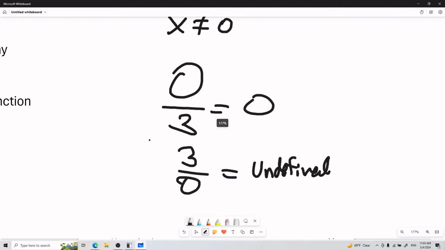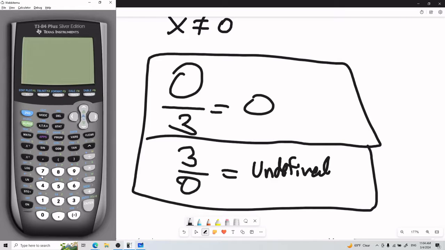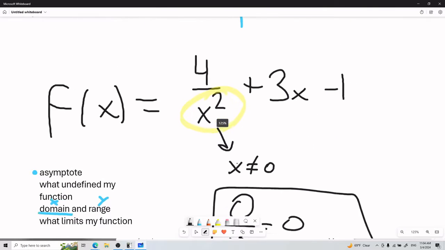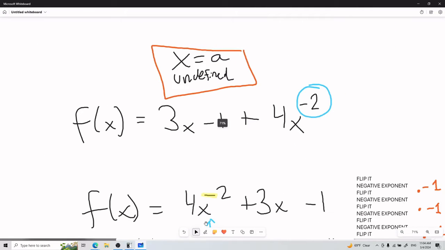And if you're not sure or you don't remember and you're in the middle of the test and you're like, oh no, there's an x in my denominator, but I don't recall if it was dividing by 0 on the bottom or on top. Just put it in your calculator. 0 divided by 3 gives you 0. 3 divided by 0 gives you error. Divide by 0. Undefined. You cannot divide by 0, guys. Okay, it is that simple. So here, I identify that x cannot equal 0. And what value of x made it undefined? Well, we just found out that x equals 0 makes it undefined.